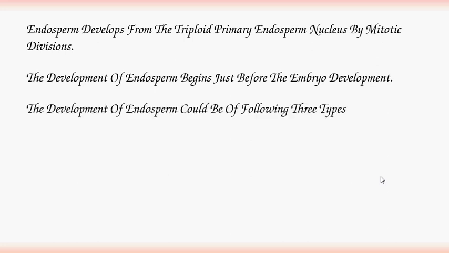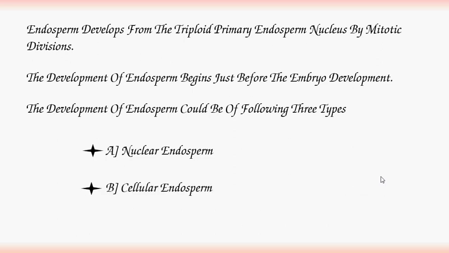The development of endosperm could be of the following three types. They are nuclear endosperm, cellular endosperm, halobial endosperm. Nuclear endosperm.